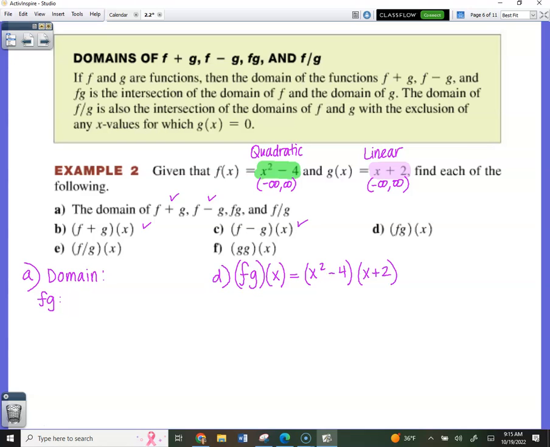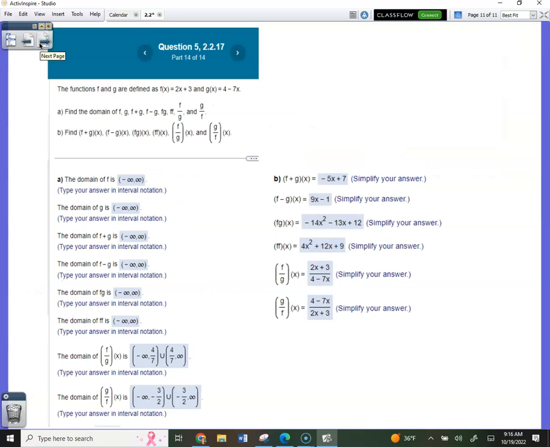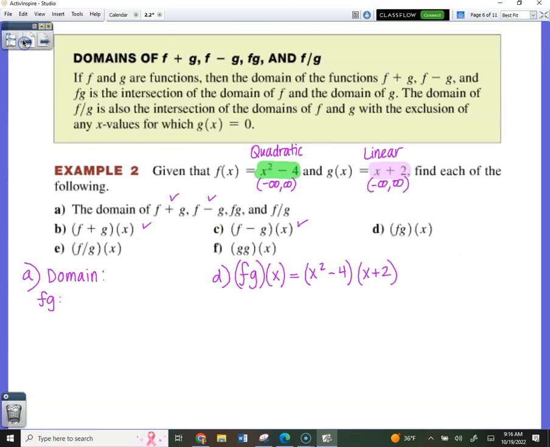Let me look. F times G. Okay, I multiplied it out. Let me go to the answer key. They do. They want you to simplify. This is one worked out. They want you to simplify it, so we need to multiply. This is a binomial times a binomial. Two ways to do it. You can do first, outer, inner, last, or you can do this beat repeat method, the distributive property.